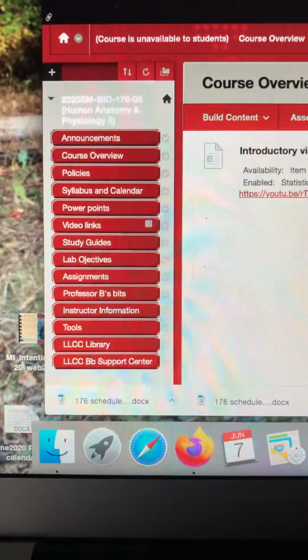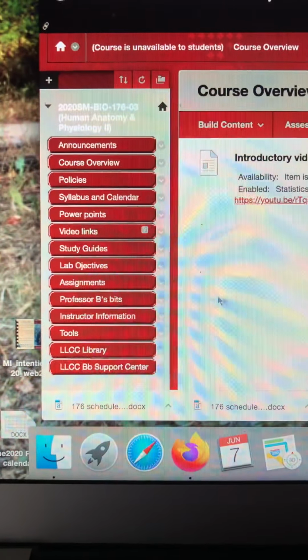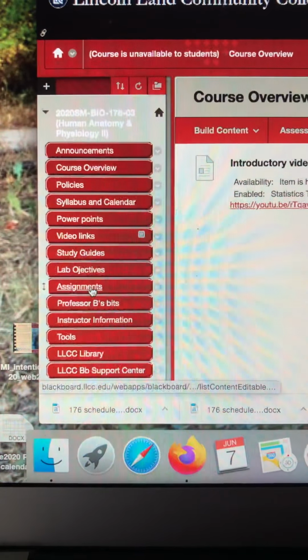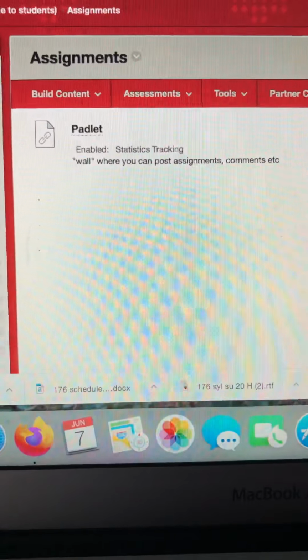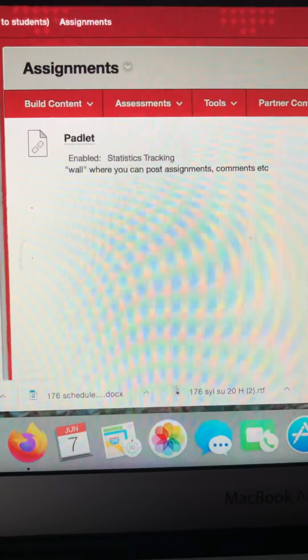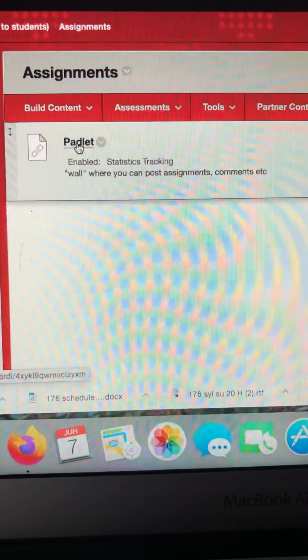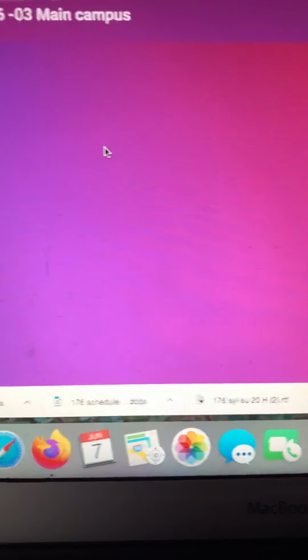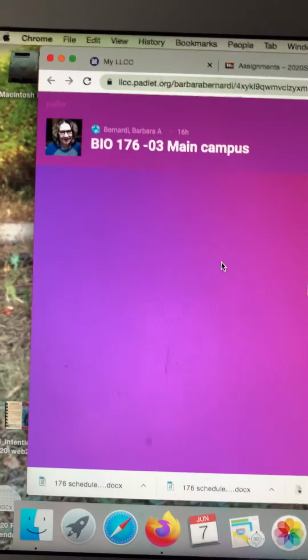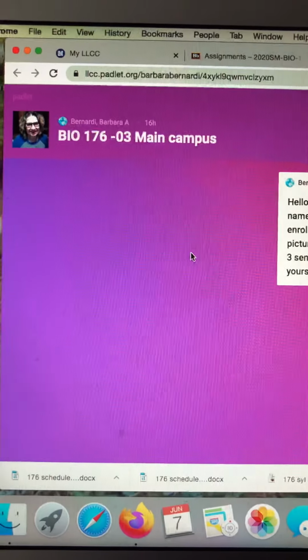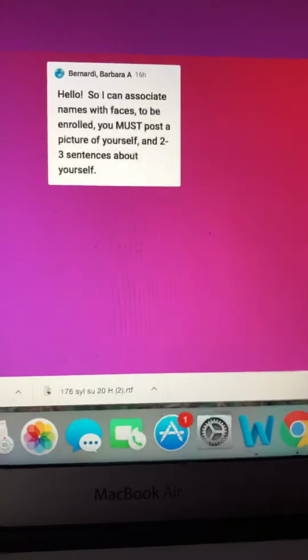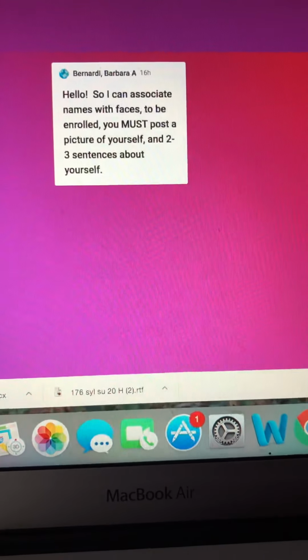To find out what the assignment is, you look on the left-hand side of Blackboard, you click on Assignments, and it will come up that there's a Padlet. A Padlet is where you can post assignments or other things when I tell you to. This is going to come up, and you'll know it has my picture and a 176, either O3 main campus or O4 Jacksonville. You can see it says, hello, so I can associate names with faces.